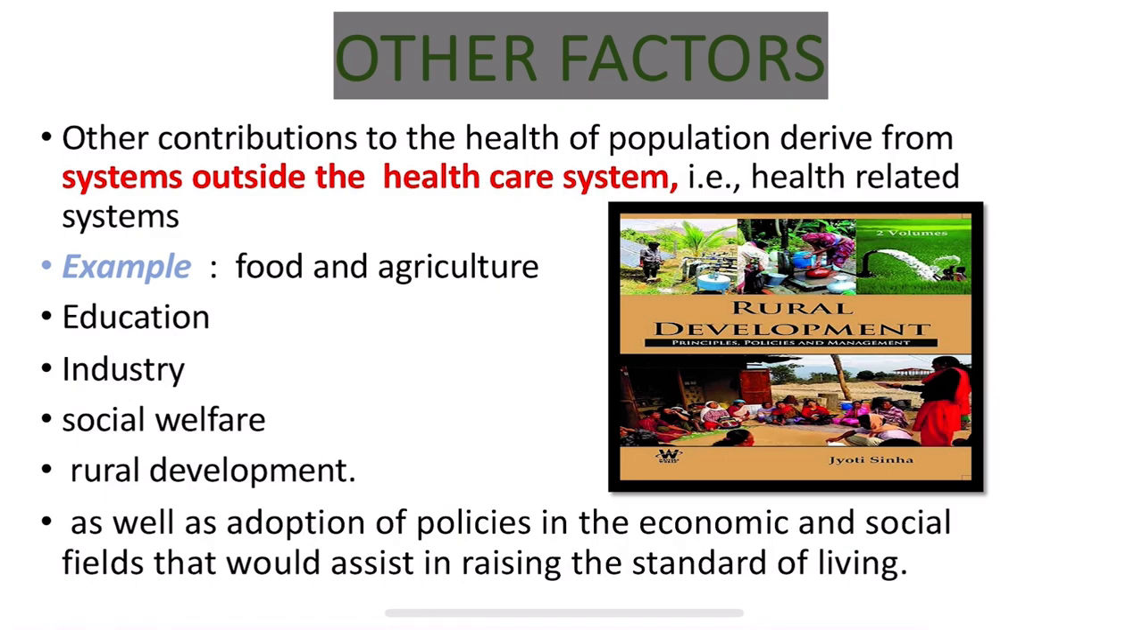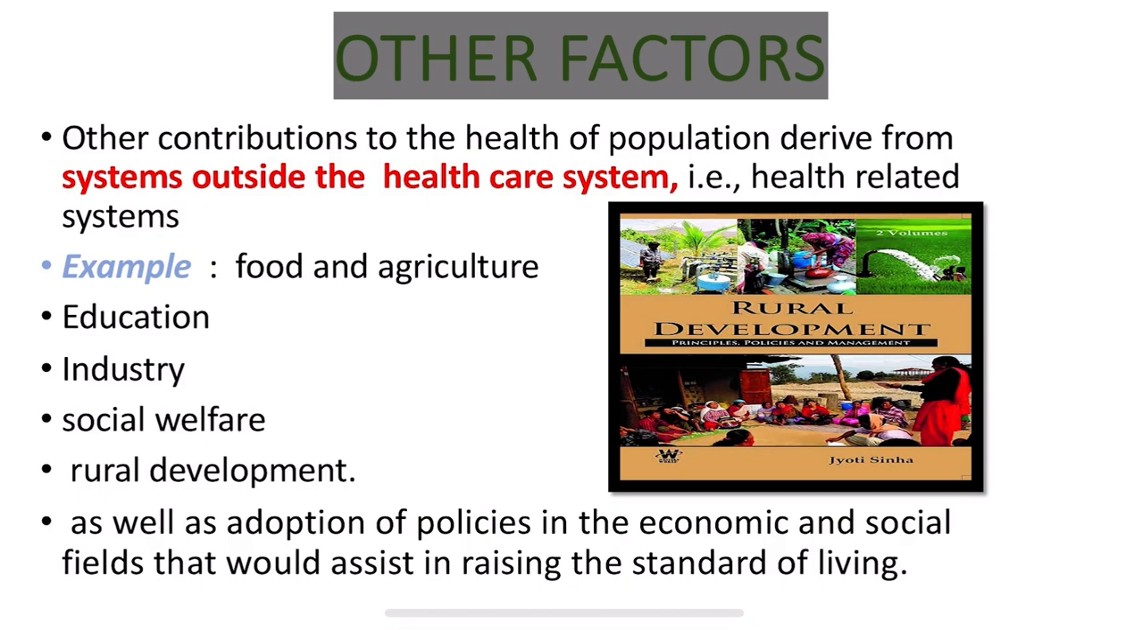population are the systems outside the healthcare system. They are the food and agriculture also determined. So now hybrid fruits, nothing healthy, too much of chemicals, lots of hormones injected into the food. So many diseases have been arising because of these things. The food and agriculture also contributes to the health of the population.